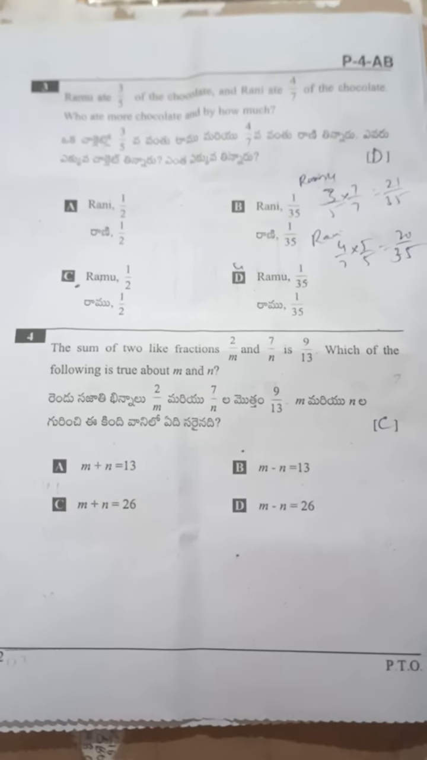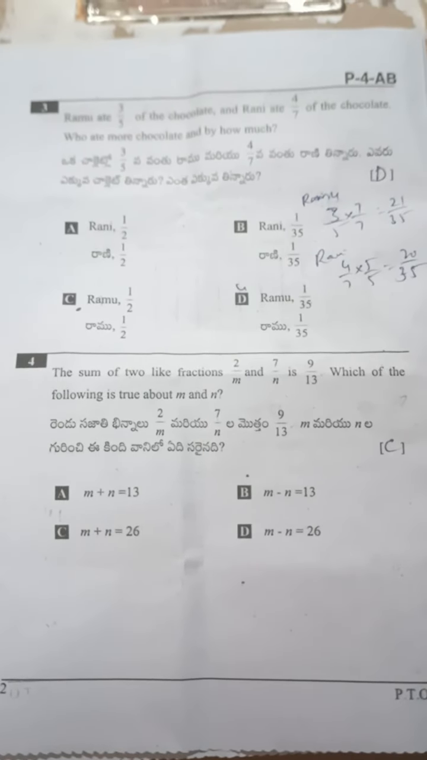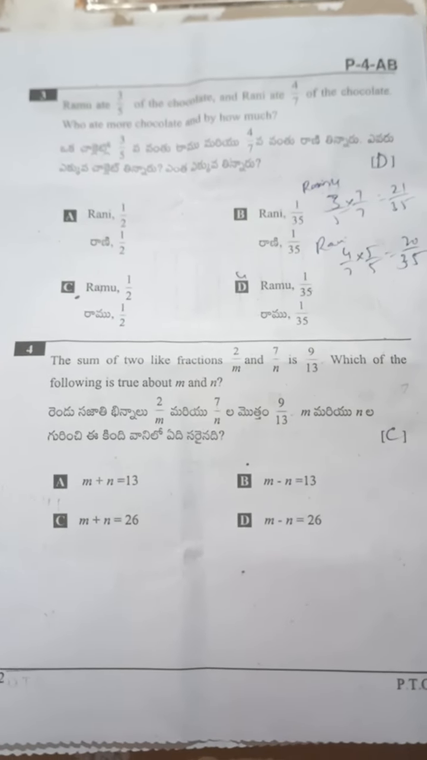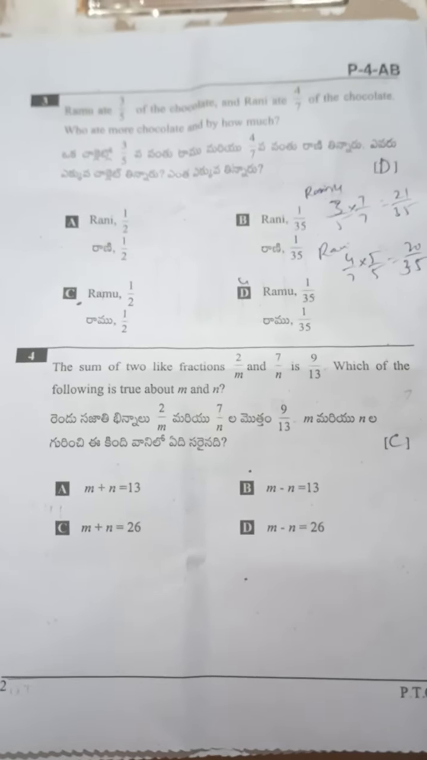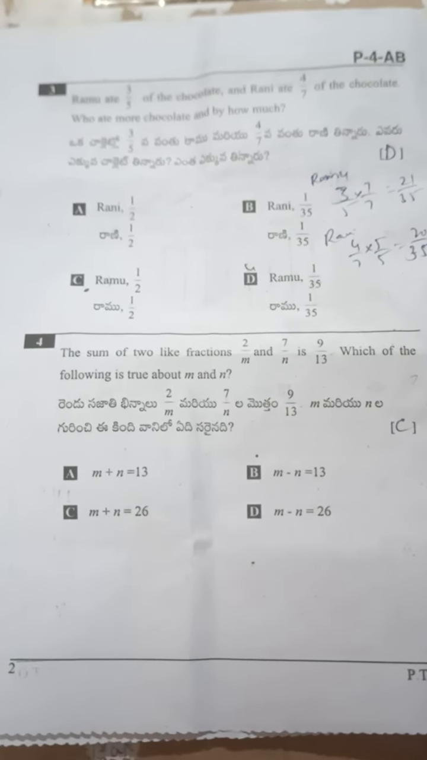The sum of two like fractions. Like fractions means what? The denominator is the same. So 2 by m and 7 by n sum is 9 by 13. Which of the following is true about m and n? So m is 13, n is 13. So m plus n is 13 plus 13. That is how much? 26.